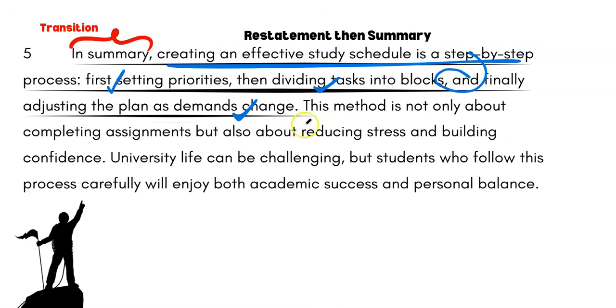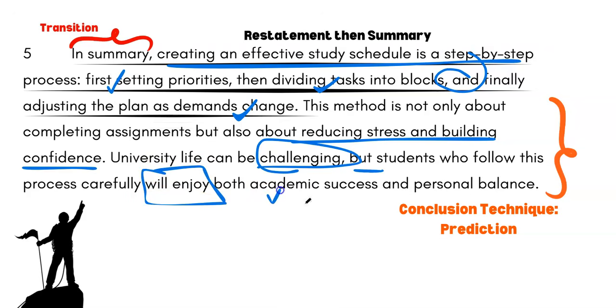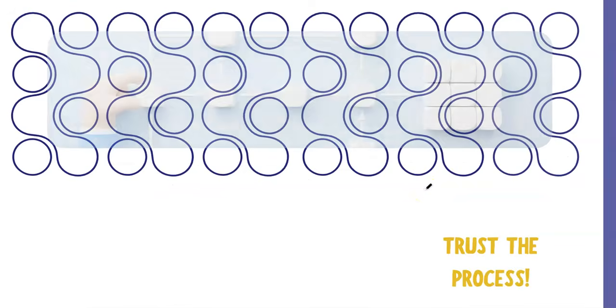This is the summary of the body paragraphs, followed by this emphasis on the process itself and why it's important and why it's significant. So this conclusion technique is prediction. What will this method give these students? It will be reducing stress and building confidence. University life can be challenging, but students who follow this process carefully will enjoy both academic success and personal balance.